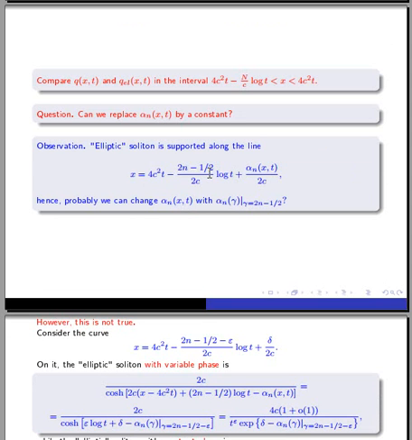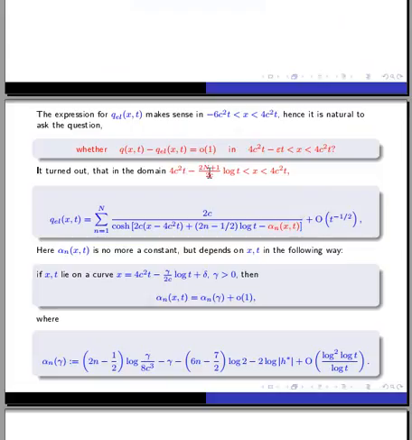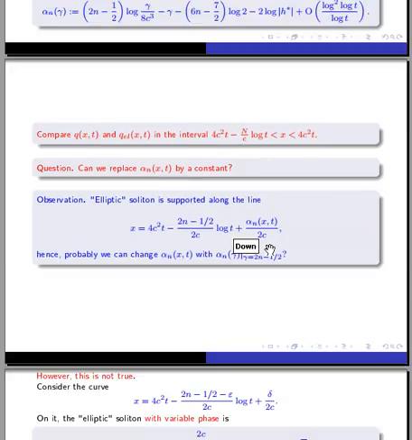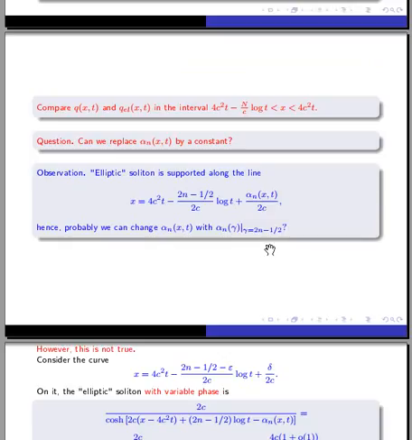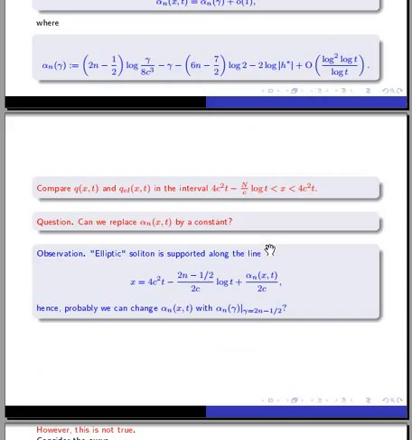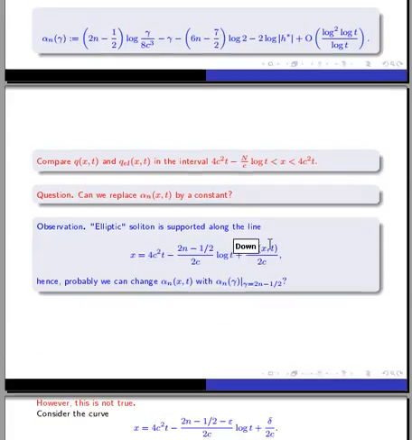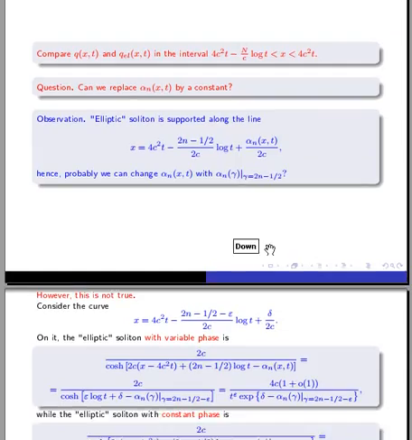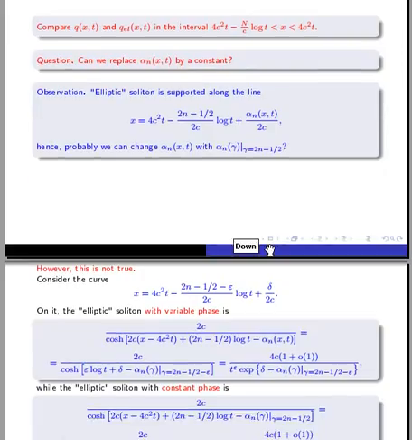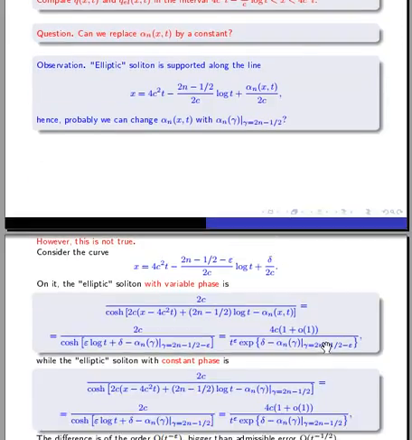Maybe we can change here alpha n of xt with some constant. If yes, this constant would definitely be alpha n of xt, which is calculated along the center line, so that we calculate alpha n of xt at the point on that logarithmic curve, which is parameterized by gamma, where we take gamma to be equal to 2n minus 1/2.